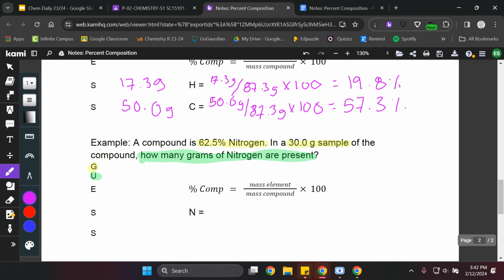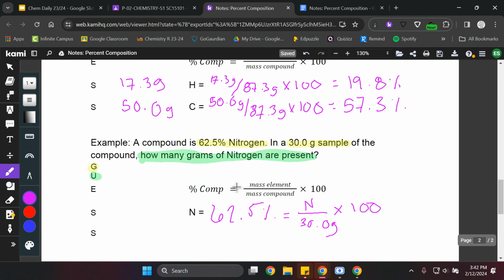So in order to solve this problem, we're going to need this equation, but we're going to set this up a little bit differently. We know the percent composition. The percent composition is 62.5%. What we don't know is the mass of the element. So I'm going to leave N alone because that's what we're actually looking for. What we do know is that the compound sample is 30 grams. Multiply by 100 because this is a percent.